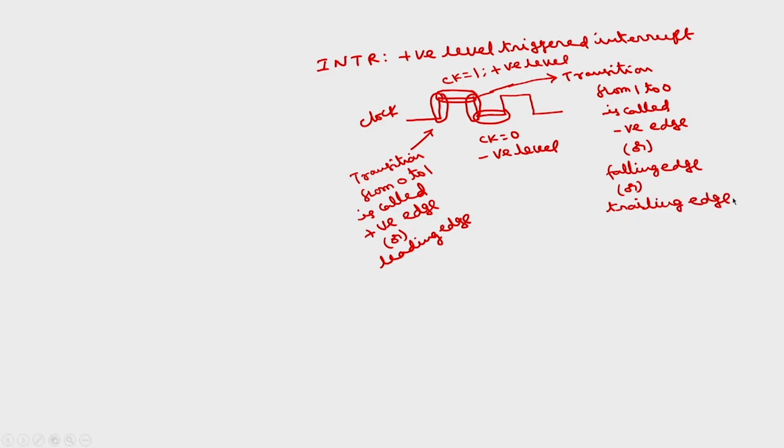So, when will the microprocessor interrupt be enabled? If we take this INTR, whenever you give this INTR line, if I apply 5 volts to this one, which is logic 1, that is called positive level, then only this INTR will be enabled. Whereas NMI, non-maskable interrupt, is a positive edge triggered interrupt.